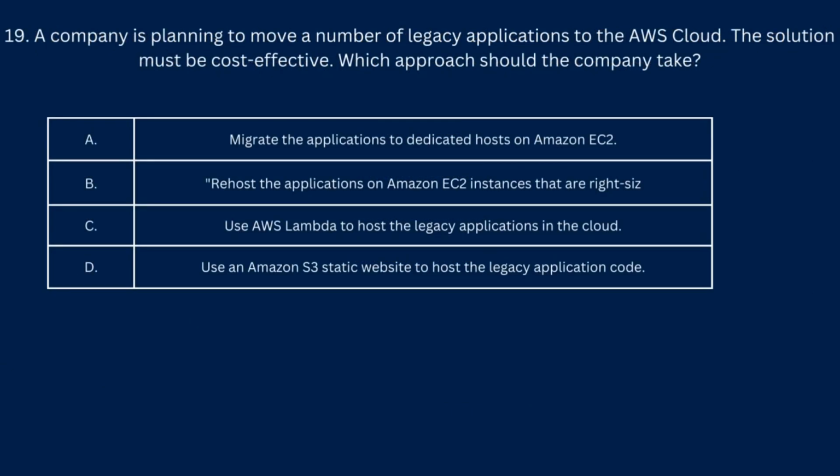Question 19. A company is planning to move a number of legacy applications to the AWS Cloud. The solution must be cost-effective. Which approach should the company take? A. Migrate the applications to a dedicated host on Amazon EC2. B. Rehost the applications on Amazon EC2 instances that are right-sized. C. Use AWS Lambda to host the legacy applications in the cloud. D. Use an Amazon S3 static website to host the legacy application code.